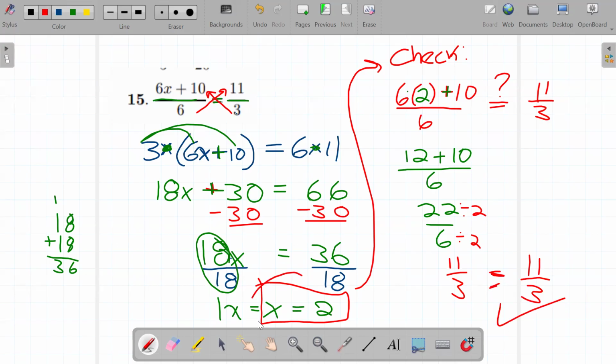Do you have the right answer? Do you have to check? No, but if this is on a test and you really want to know if you're right, it's worth checking.